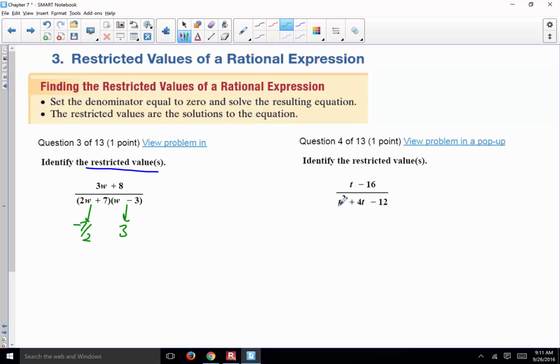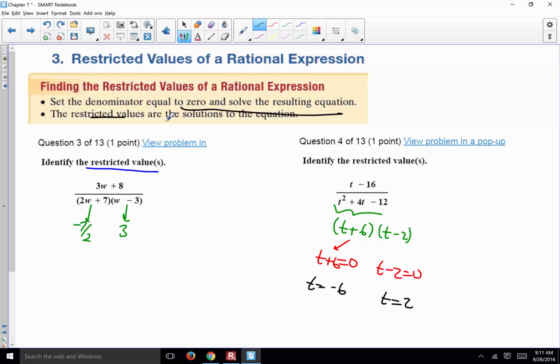Okay? And for this one, we factored this as t plus 6, t minus 2, and we figured that when we set each equal to 0, there were two numbers making this function sick or undefined, which is minus 6 and 2. Literally take this 2 and minus 6 and plug into t, you will get the denominator 0. So restricted values are the values that make the denominator 0.